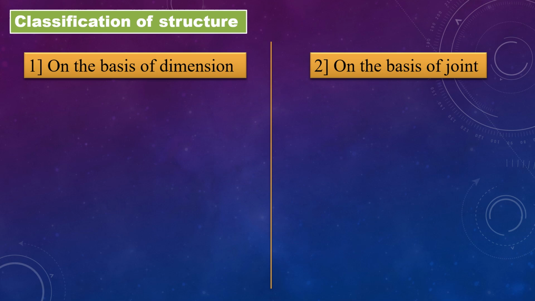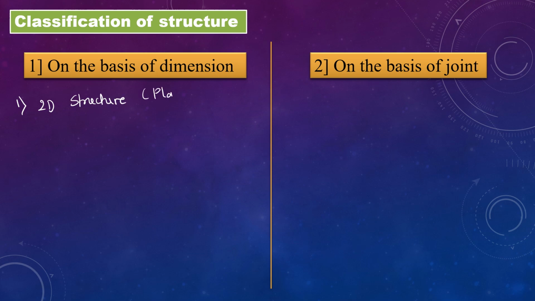Classification of structure is divided into two types. First is on the basis of dimension and second is on the basis of joint. So we'll see first on the basis of dimension. Okay, so you all know there are two types of dimension, 2D and 3D. So first we go with a 2D structure.